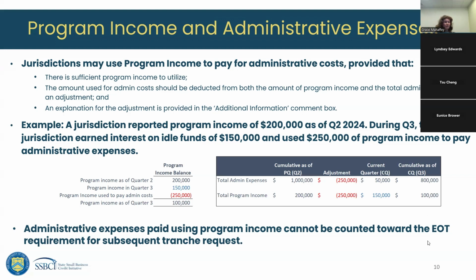If you have any questions on how to report the use of program income to pay admin expenses, please reach out to us. And I just want to reiterate again that if any admin expenses were paid using program income, those admin expenses, in this example the $250,000, cannot be counted towards the 80% EOT requirement for your second and third tranche requests and should not be reported on the disbursement request form.